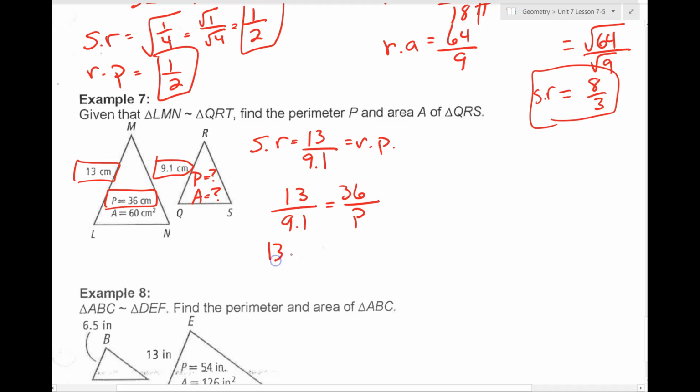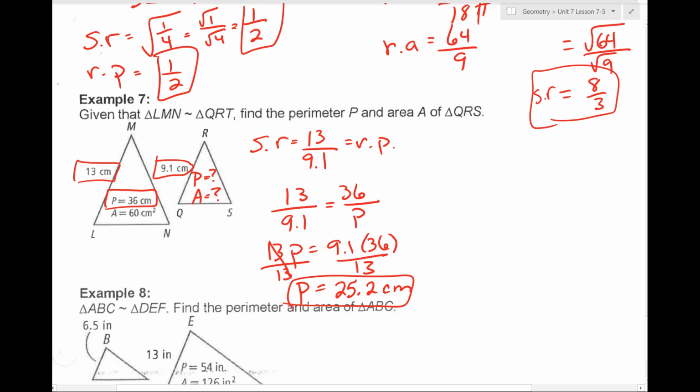So I get 13 times P equals 9.1 times 36, and I'm going to divide by 13. Some of you will multiply first before you divide, that's fine. Now I'm just going to put it in my calculator. So I got 9.1 times 36 divided by 13, and I got 25.2 centimeters. Notice you just set up a proportion.